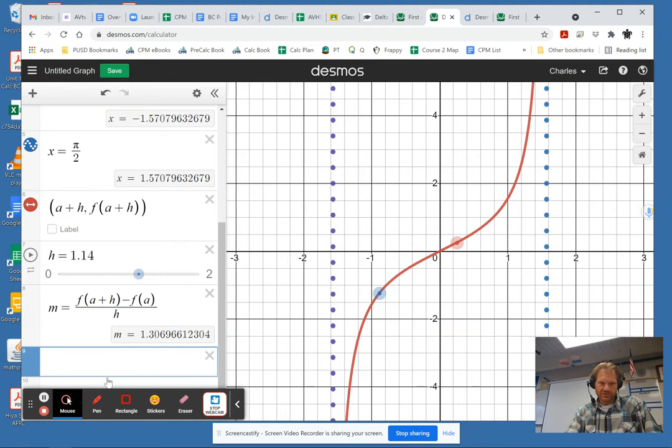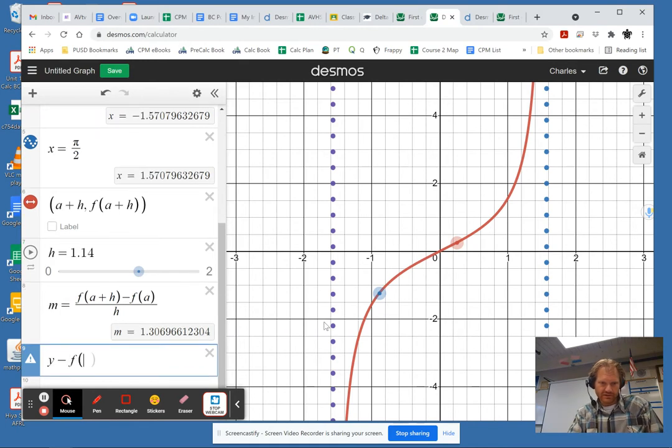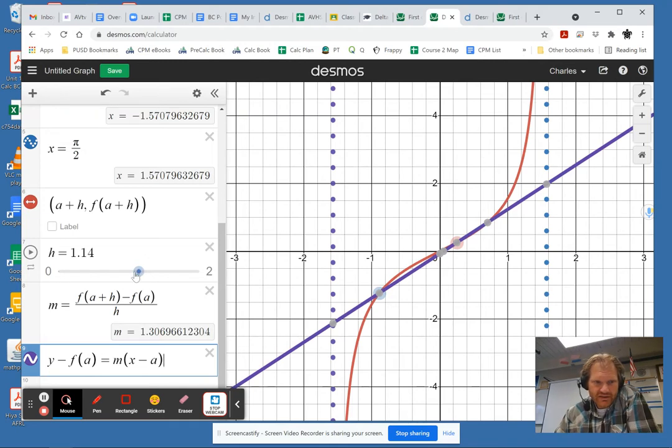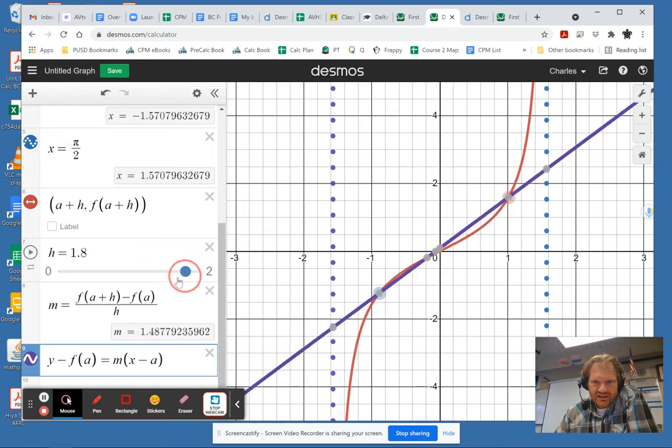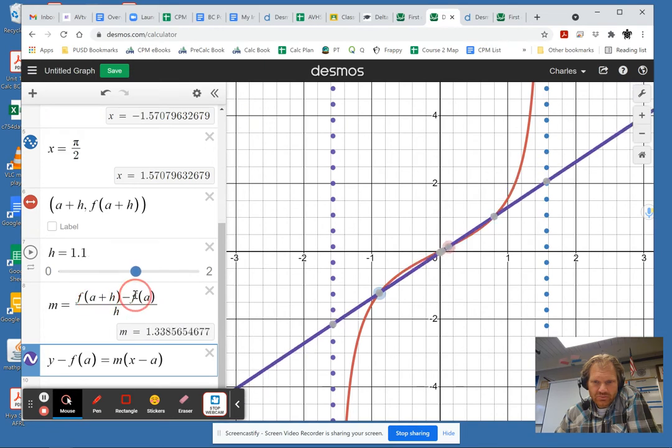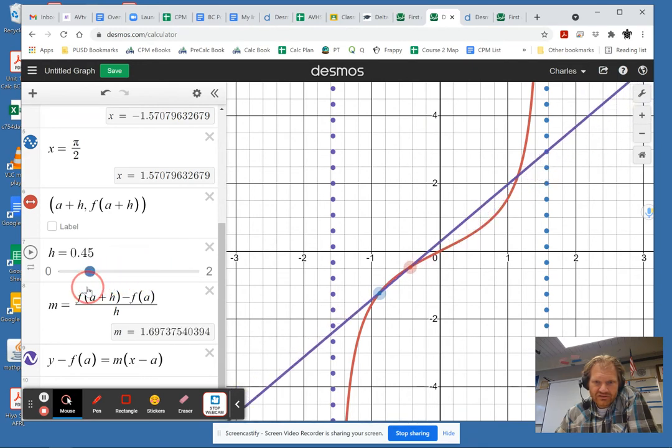And I'm going to put in the point slope formula, y minus y1, where I could pick either of these 2 points as my y1 point. So let's pick the first point. Y minus f of a is equal to m times x minus x1, which is a. Boom. Okay, so now I have a secant line that goes through 2 points, and this is an average rate of change. So what h represents is the distance between these 2 points.